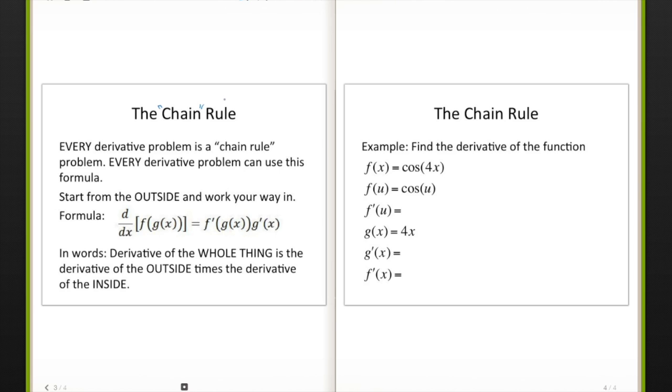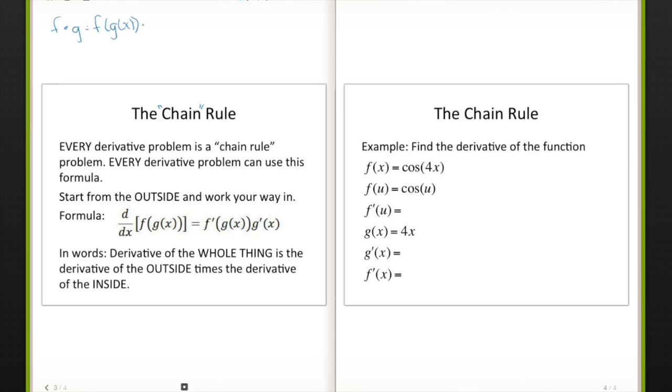The content of the course this week focuses on the chain rule. Every derivative problem is a chain rule problem. Every derivative problem can use this formula here. And the idea is this is more of an approach than a rule.